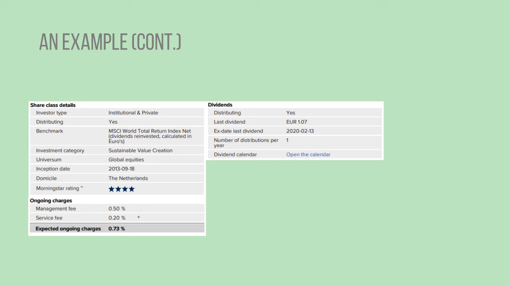Then the other important things to look at, it started in 2013, so it's been going for almost 7 years. It's domiciled in the Netherlands. You can see they have a Morningstar rating down the bottom of 4 stars out of 5, and we'll go into what that means in a future video. Morningstar is a third-party fund rater to tell you how good they are.